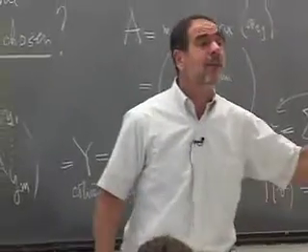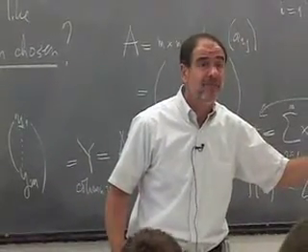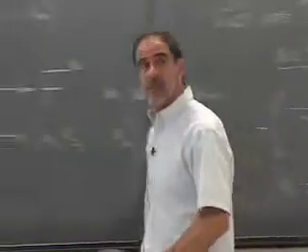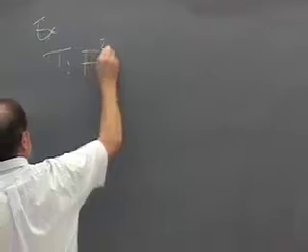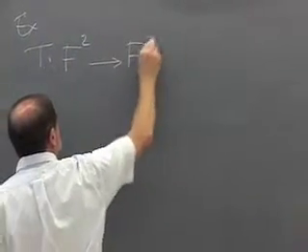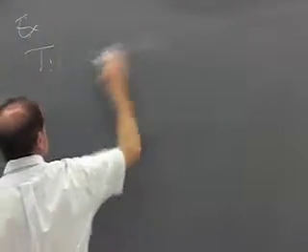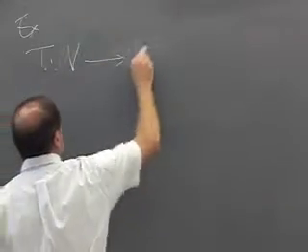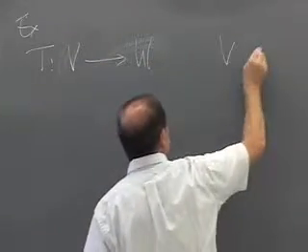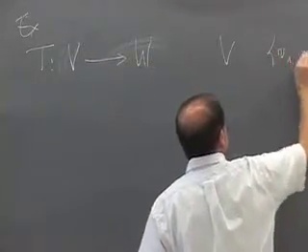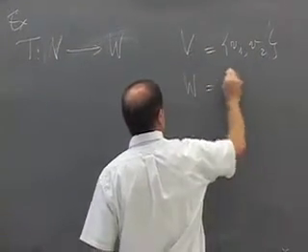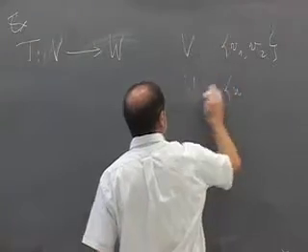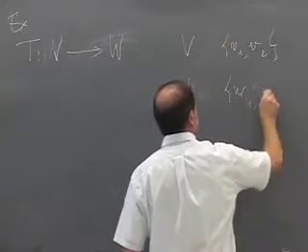Right, let's do an example. We can't hurt. So everyone sees how this works. Example. Let's take the map T from V to W, where each is two-dimensional. V has a basis v1, v2, and W has a basis w1, w2.